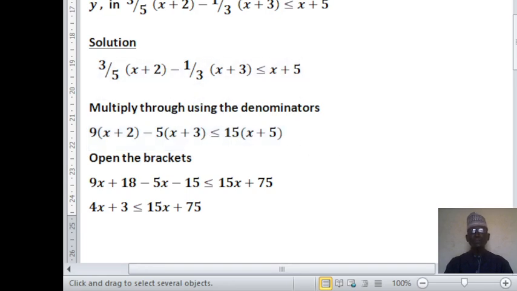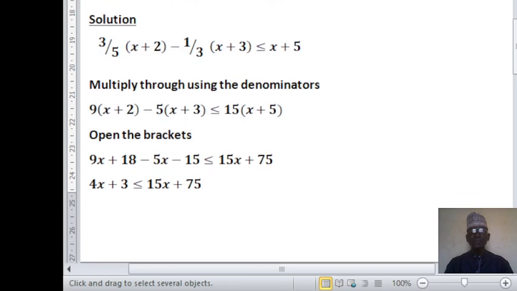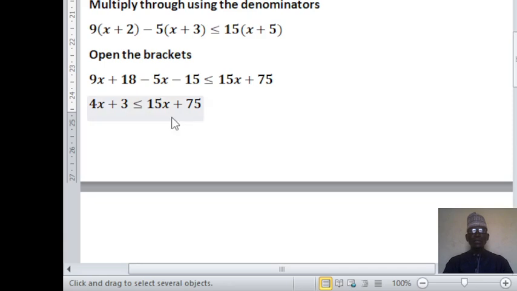Now we say 9 multiplied by x, you have 9x, plus, you bring down your plus. 9 multiplied by 2, you have 18. Bring down your minus. Minus times plus, you have minus. 5 times x, you have 5x. Minus times plus there, you have minus here. 5 times 3, you have 15. Less than or equal to, you have your 15.